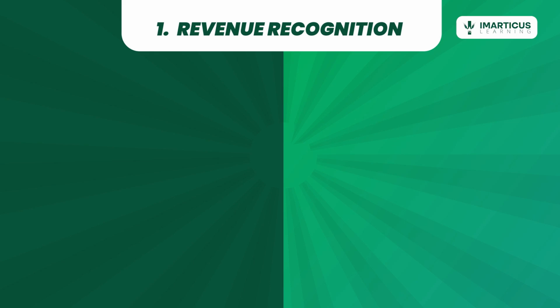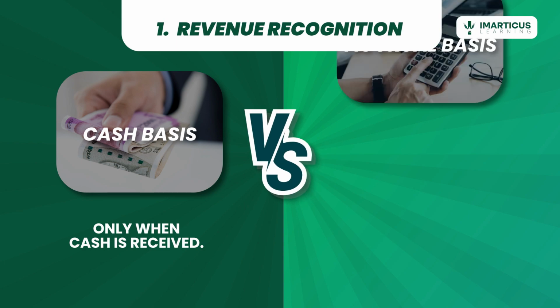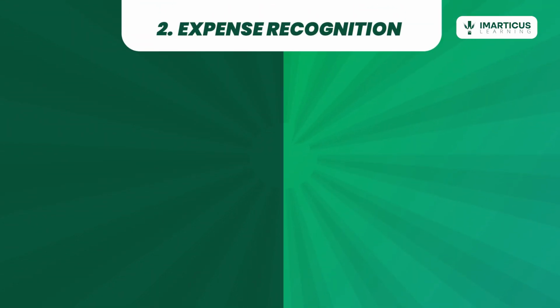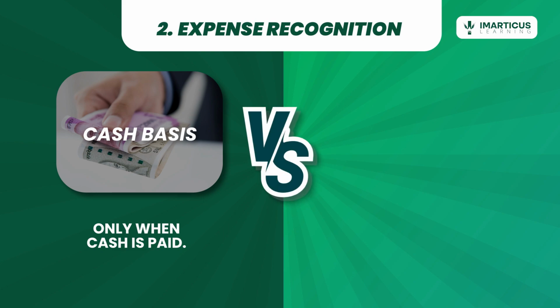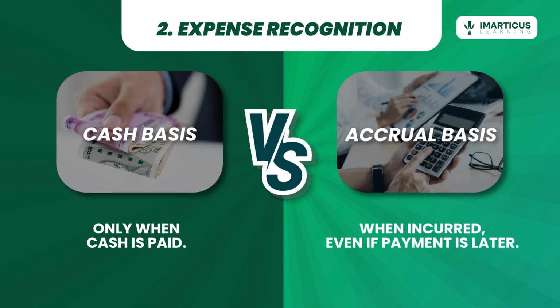Alright, let's do a head-to-head comparison to see how these methods stack up. First, revenue recognition. Cash basis. Only when cash is received. Accrual basis. When earned, regardless of when cash comes in. Second, expense recognition. Cash basis. Only when cash is paid. Accrual basis. When incurred, even if payment is later.